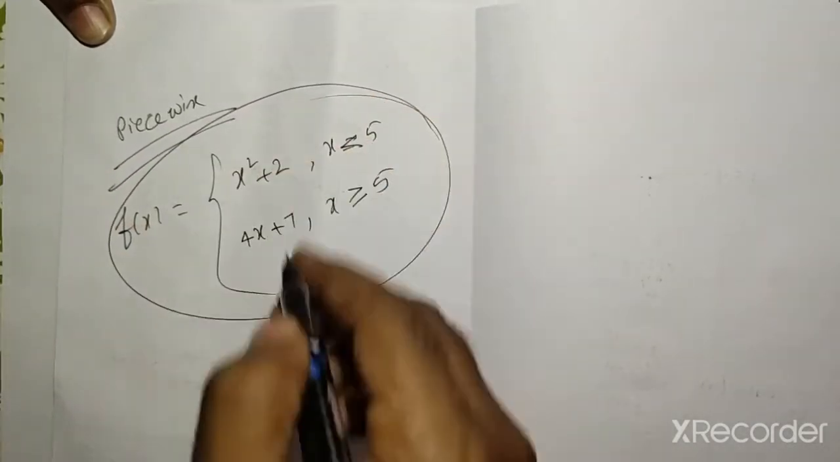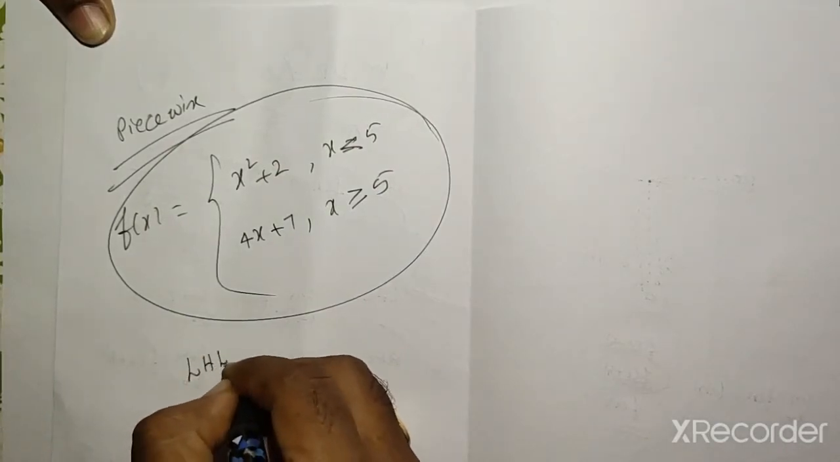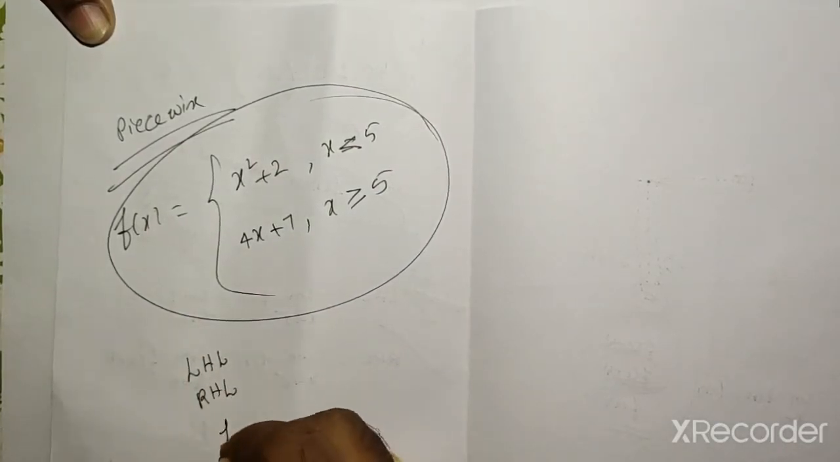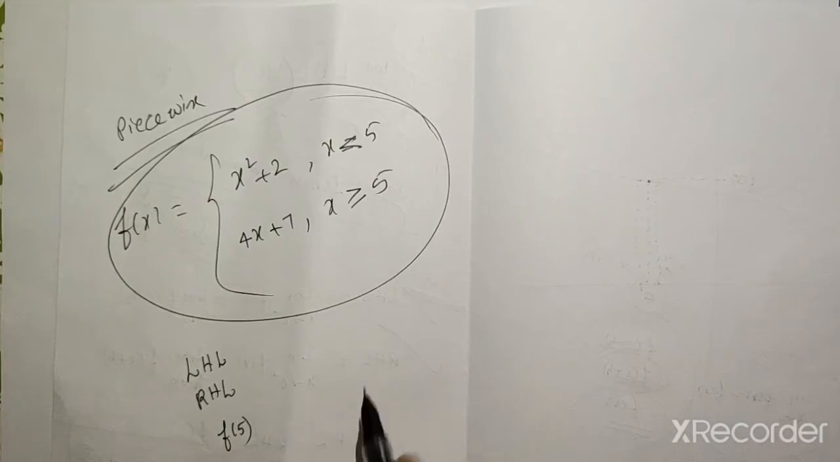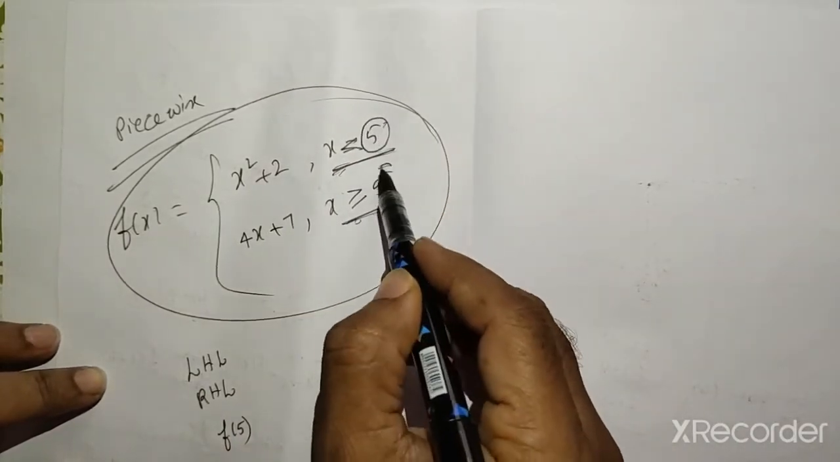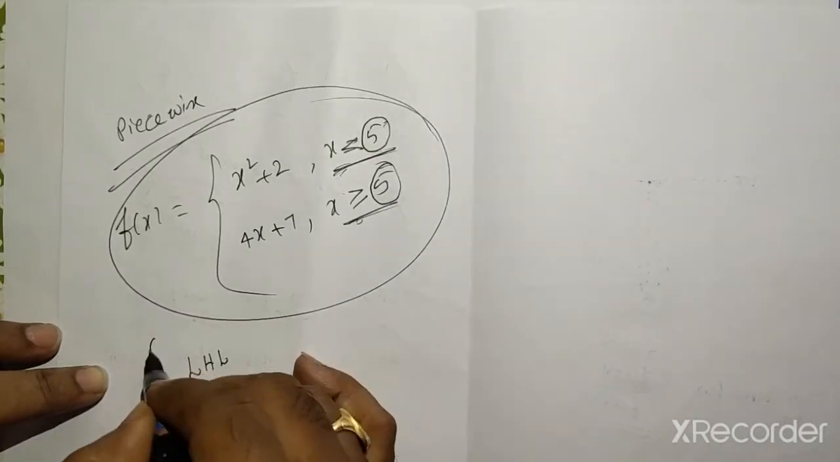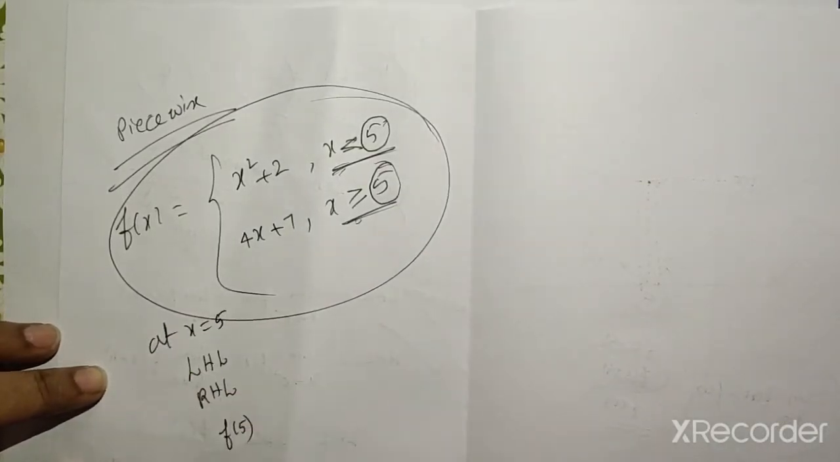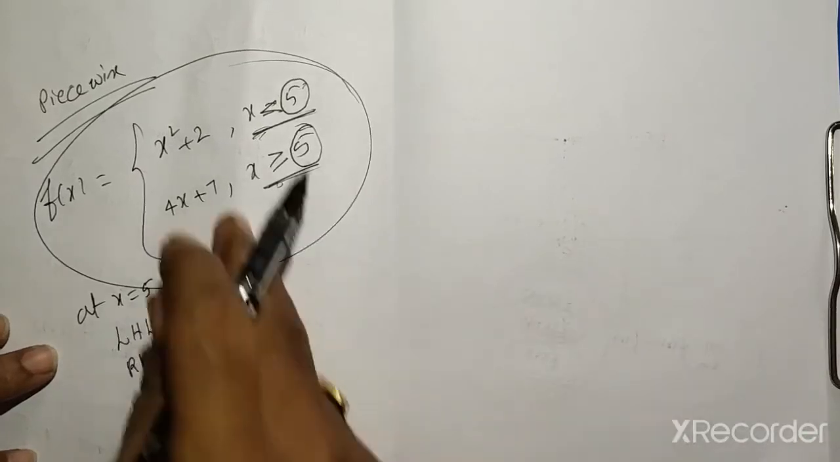This time also I have to use definition 2: LHL, RHL, and f of 5, you have to find out. When these piecewise defined functions are given, the point which is mentioned here is the point we have to take. At x is equal to 5, we have to find out the limit. Now let me discuss the continuity of this function.